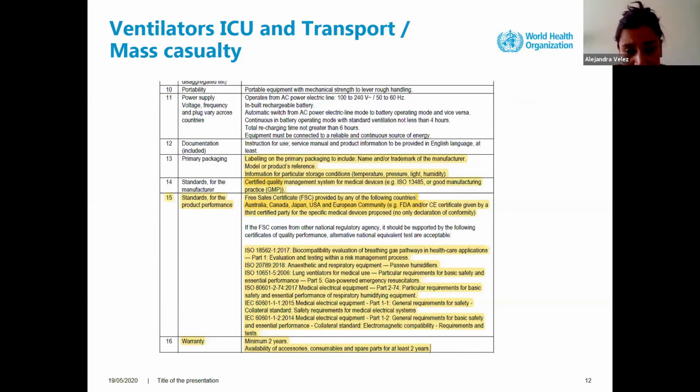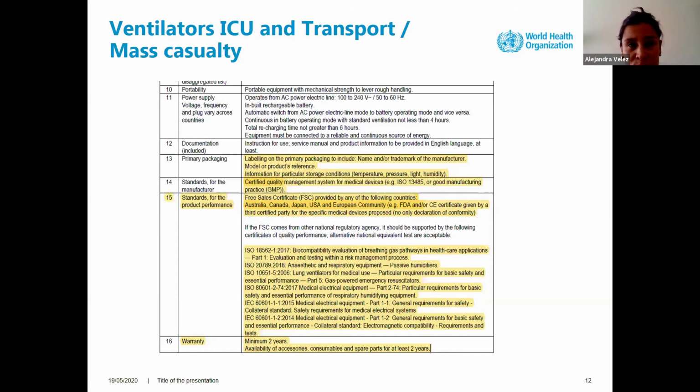Then with regards to the guarantee, we are requesting the equipment to have at least 2 years of life, 2 to 5 years lifespan. Meaning that the software and the availability of accessories, consumables, and spare parts will be guaranteed for this period, so that we can be sure that the equipment will be running for at least that period of time. What I show on the screens was related to the ICU ventilators.